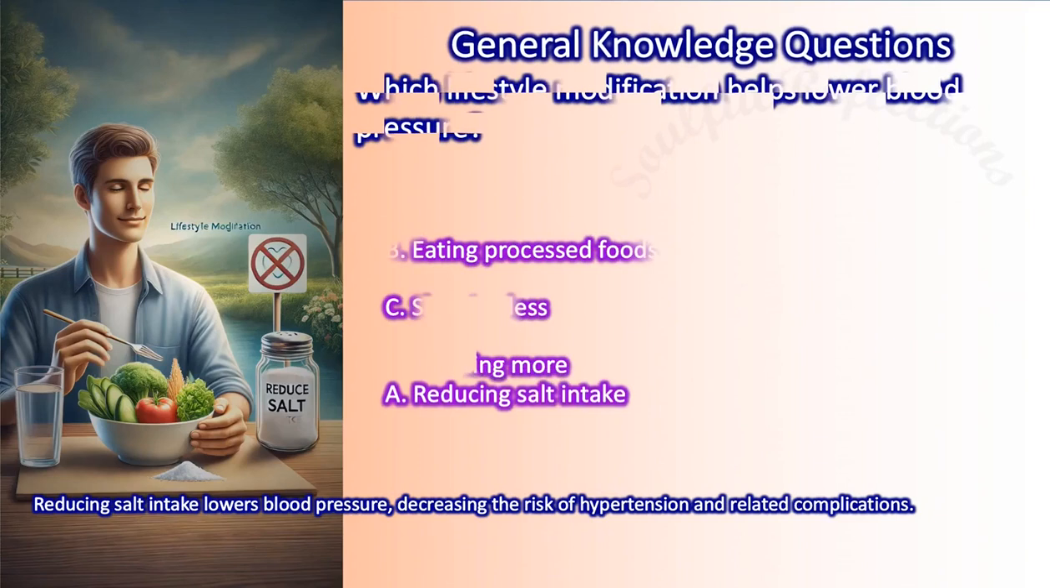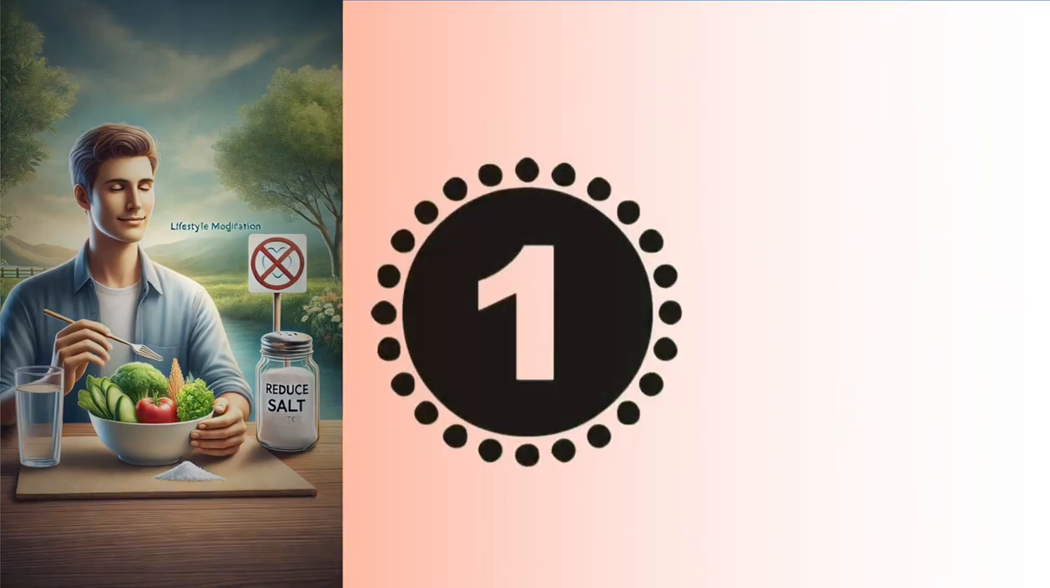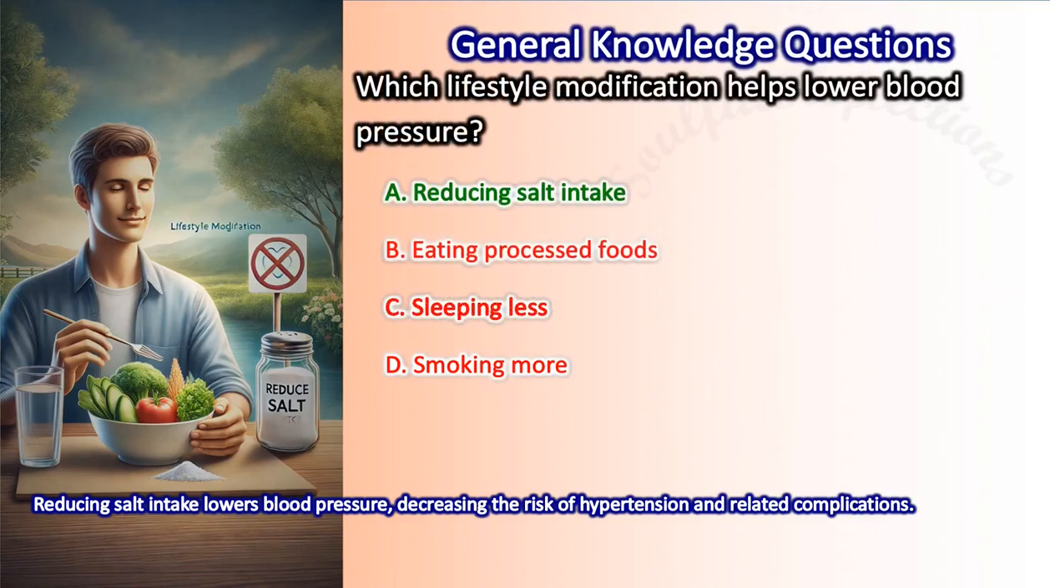Which lifestyle modification helps lower blood pressure? Option 1, reducing salt intake. Option 2, eating processed foods. Option 3, sleeping less. Option 4, smoking more. The answer is, option 1, reducing salt intake.